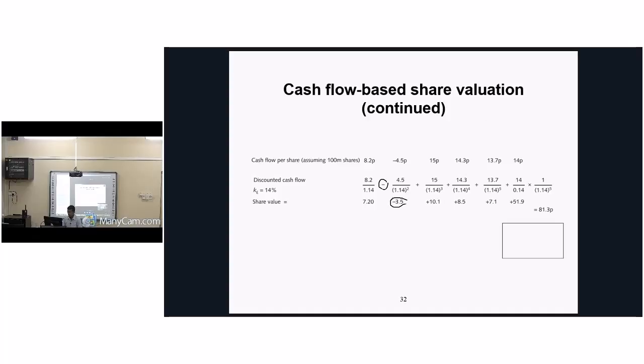Now these are the present values: 7.2, 3.5, 10.1, 8.5. These are the present values. But this is the first 5 years. The most important thing is this.